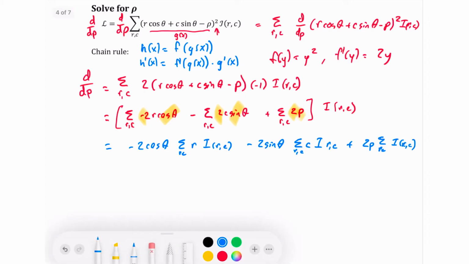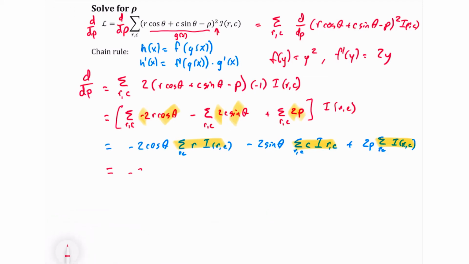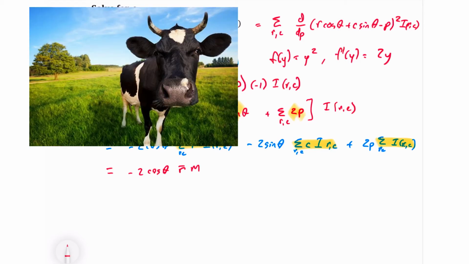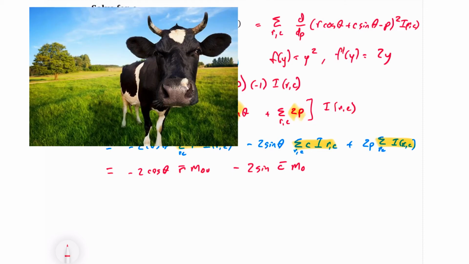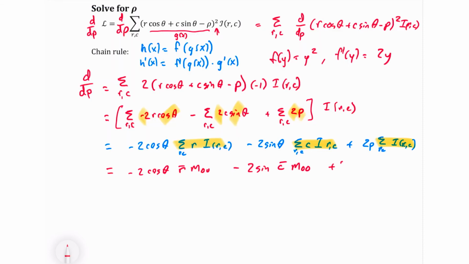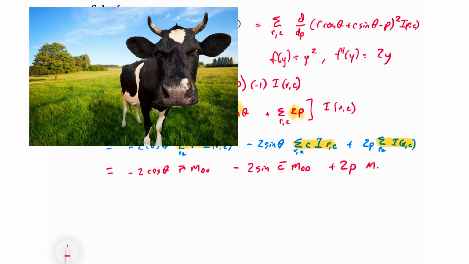And so now what I can do is apply to each one of these terms, because these are actually moments. And so I get that this is equal to -2 cosine theta. Well, the summation of all r is going to be my r bar times my m0 value. And this over here is minus 2 sine theta. I'm just multiplying my average position times my 0th order. And so that is going to be c bar times my 0th order. And then I've got 2 rho times my 0th order.